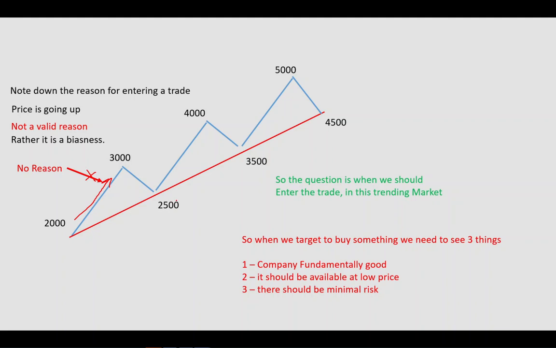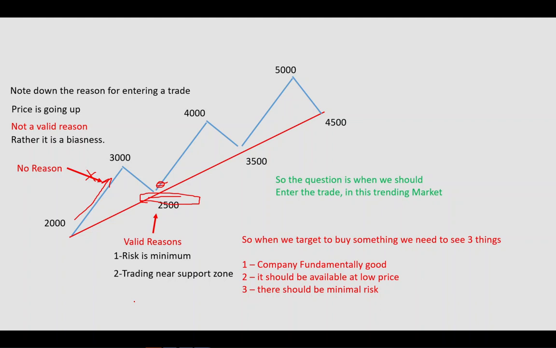Then we can think of entering, because it has taken the support near 2500, and if we enter a little above 2500, then our risk is very minimum up to this much. So that is a reason. And second is that it is trading near the support line. So there are two good reasons, that is why we are entering the trade here.